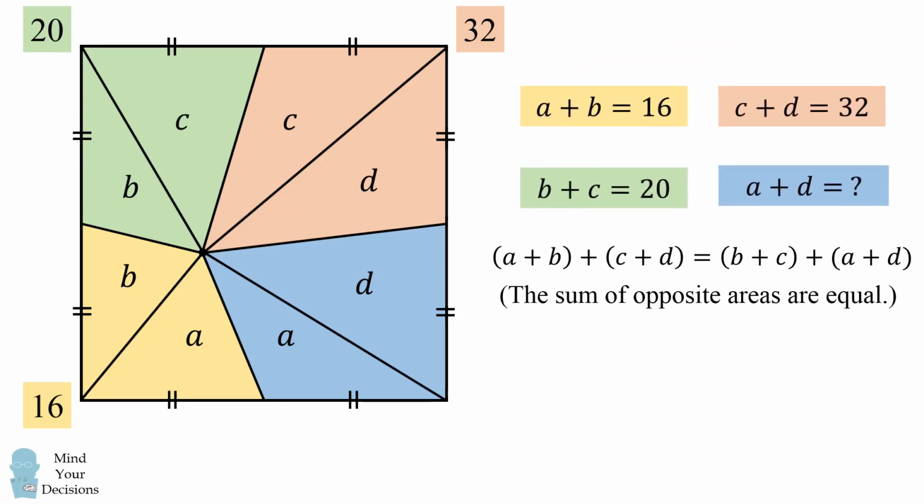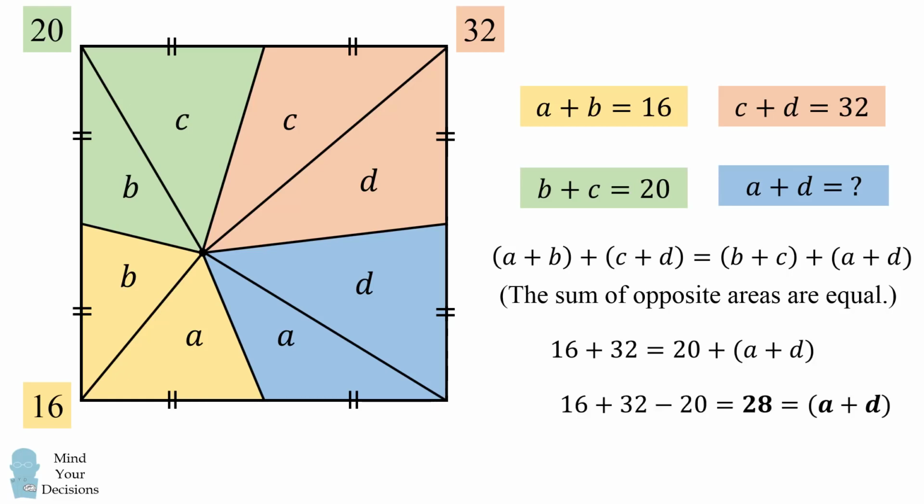So we know 3 of these areas, so we have 16 plus 32 is equal to 20 plus the unknown area of A plus D. We then solve that A plus D is equal to 16 plus 32 minus 20, which is equal to 28, and that's the answer.